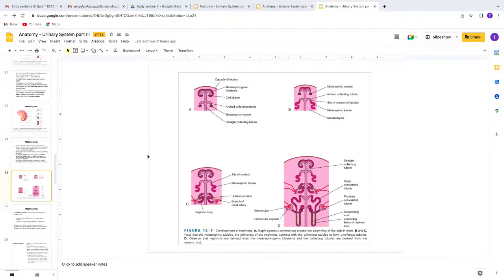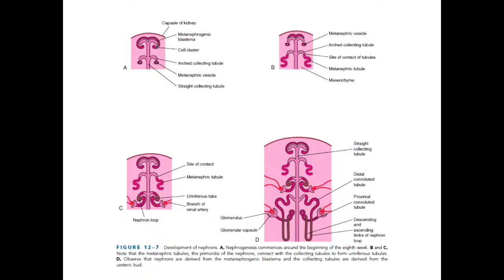So let's see several photos for that. Exactly what we've talked about right now, let's make it a bit bigger. We have the capsule of the kidney, then a cell cluster, which is the metanephrogenic blastema. Then from here the straight collecting tubule, around it is our metanephric vesicle, and the arched collecting tubules, right? After some time, we see the metanephric tubules, and all of this is happening in the mesenchyme. We see how the metanephric tubules have developed and connected to the arched collecting tubules, and the metanephric vesicle stays the same. If you have questions, please ask out loud.